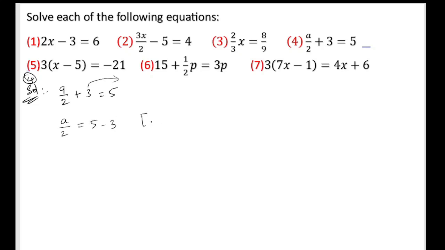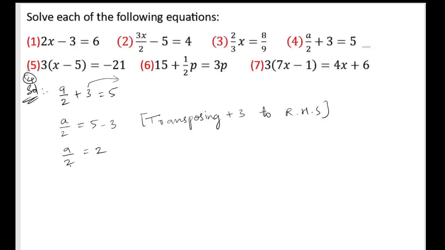So what we have done, we have transposed. Transposing plus 3 to RHS. So we will get a by 2 is equals to 5 minus 3 is 2.